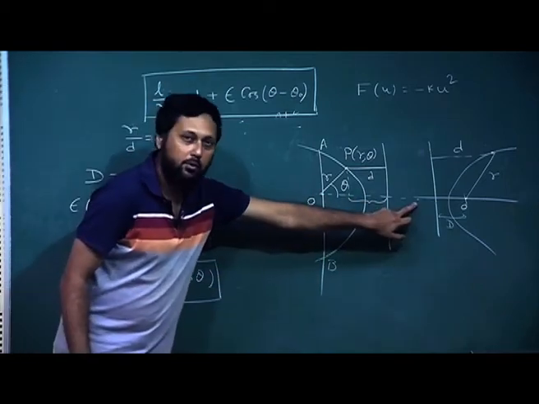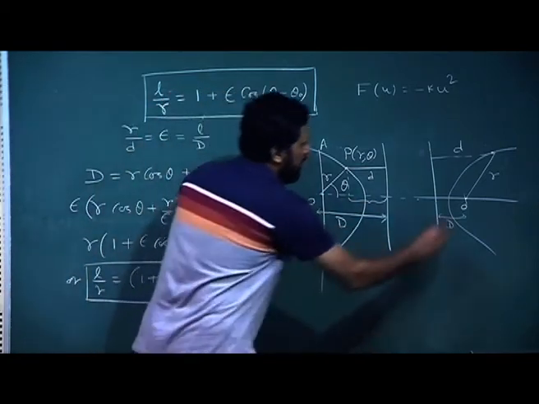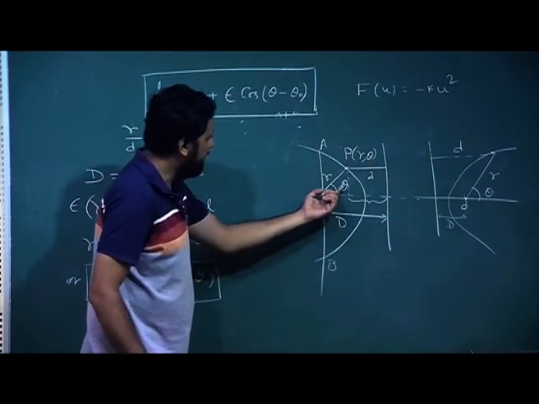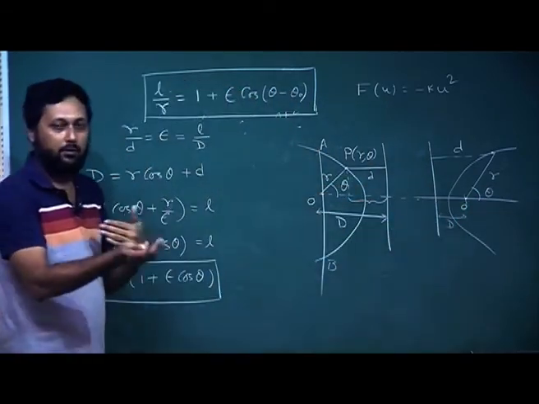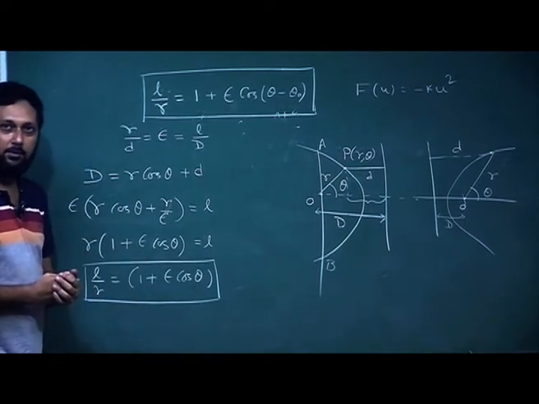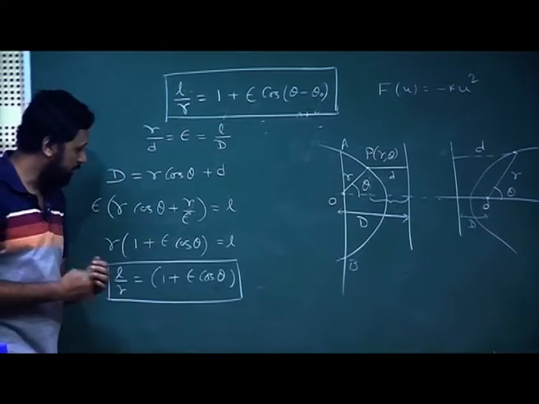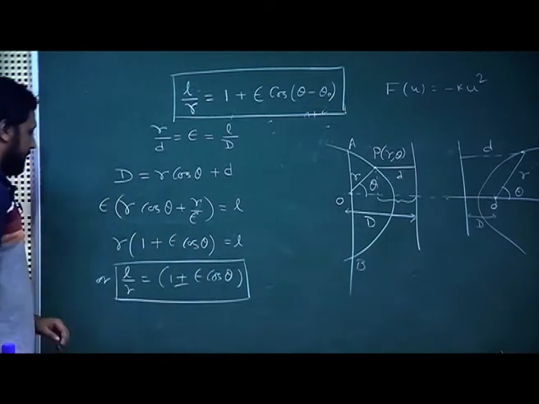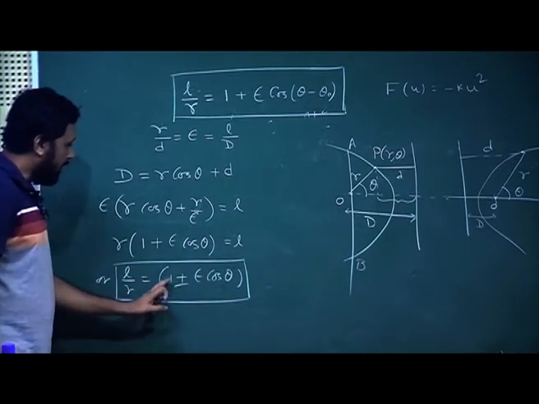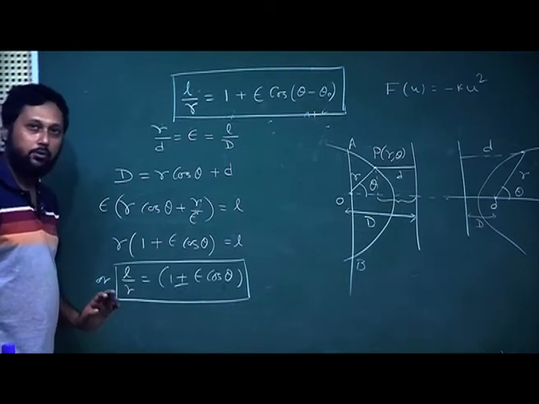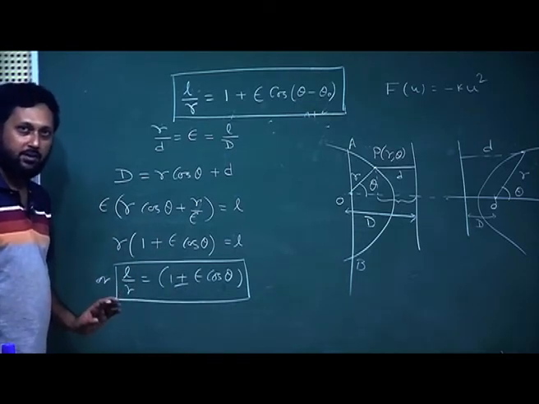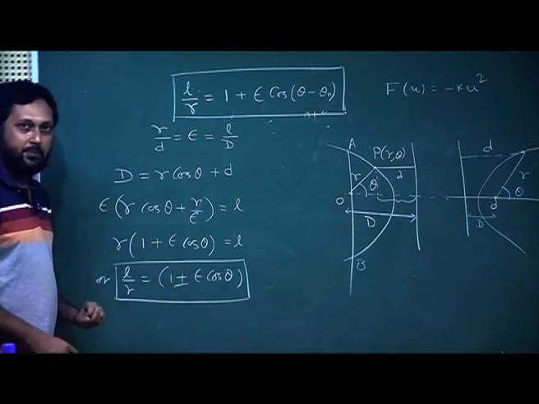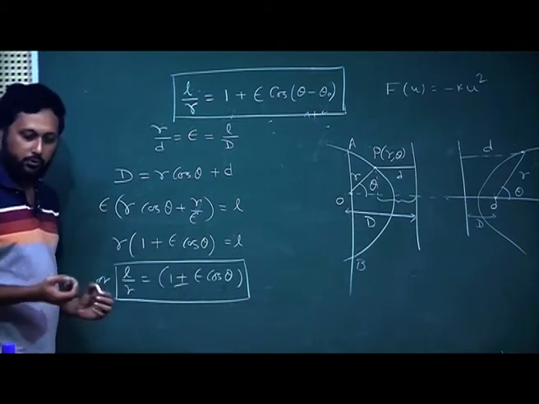If you try this out yourself, in that case this will be your theta. As you can immediately see, between this theta and that theta there is a phase difference of 180 degrees. So, you will immediately see that there is a minus sign coming in. L by R equal to 1 minus epsilon cos theta is also a valid equation for a conic section, and we will also be using this equation sometime. All depends on how you chose your focus.